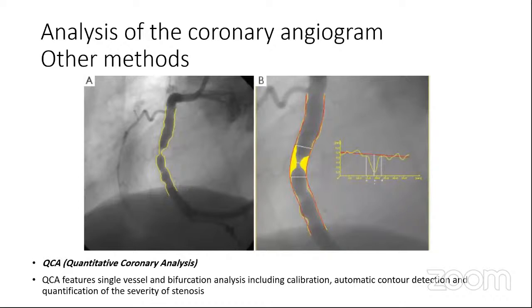There are other methods of analyzing the coronary angiogram, because the previous method we mentioned is by visual estimation of the operator and his experience. This is quantitative coronary analysis, and the radiographer can do this on the computer. It features single vessel and bifurcation analysis, including calibration, automatic contour detection, and quantification of the severity of the stenosis.